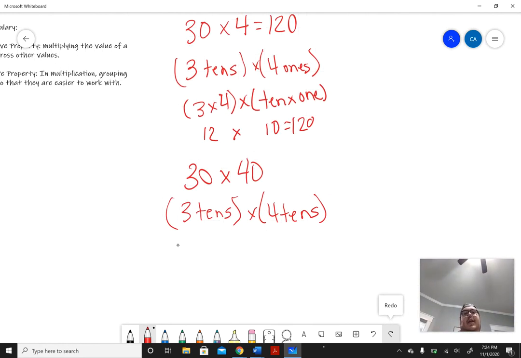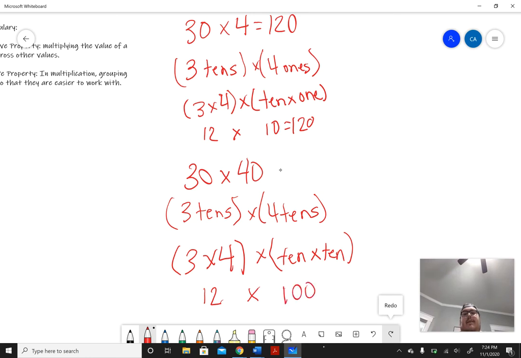Let's do some presto chango using our associative property. Because remember, all of these numbers at some point would have associated with each other. So we're just simply moving it around and making it work to our benefit. Okay, that's why we call it the associative property. Now this can be easier multiplied for us. We know that 3 times 4 equals 12. 10 times 10 is equal to 100. So we can say that 30 times 40 is equal to 1,200.